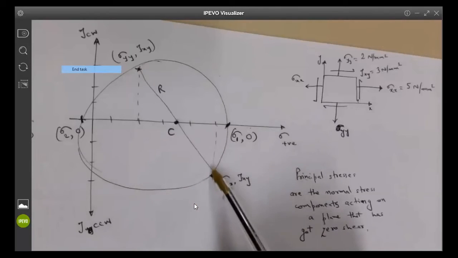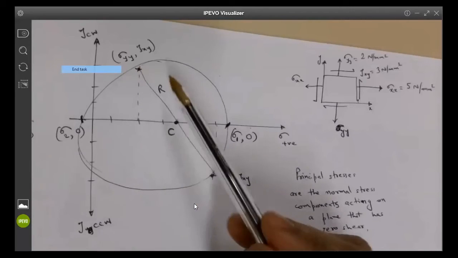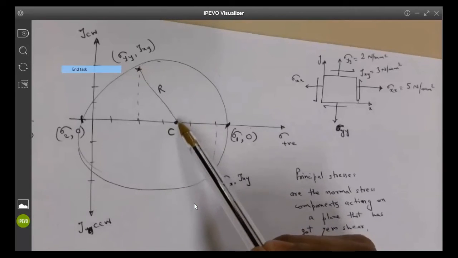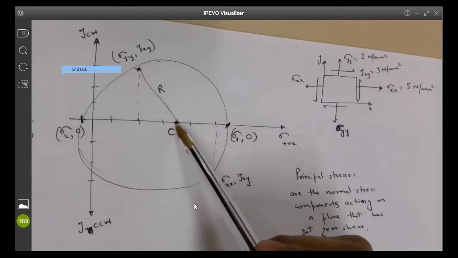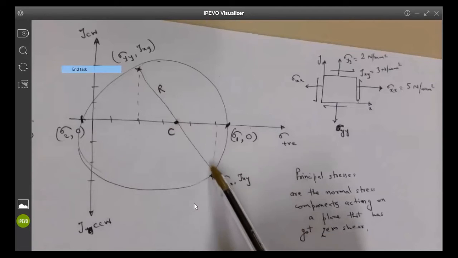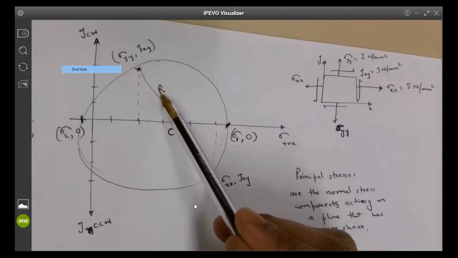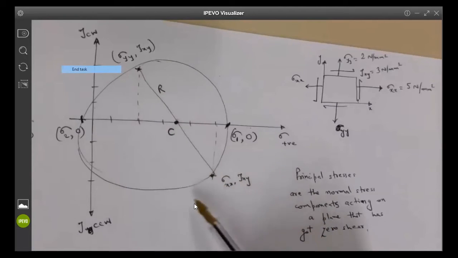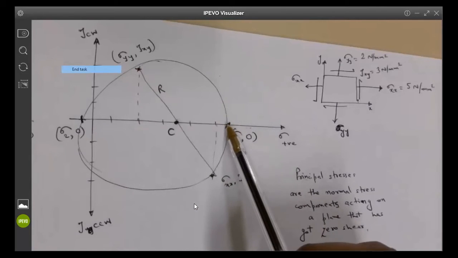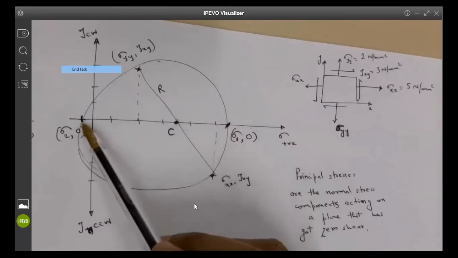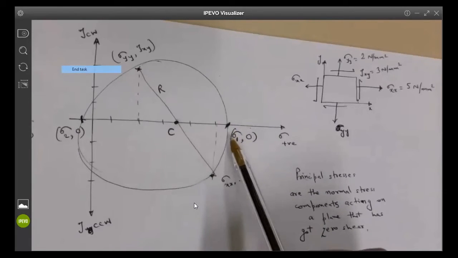Now, when you have these 2 points, you join them using a straight line. Wherever this line intersects this axis is called the center, and the radius will be this distance from the center to this point, and from the center to this point, these will be the same. So that will be your radius. You basically construct a circle out of that. Wherever this circle intersects the horizontal axis, the shear stress components are 0. So the values of the normal stress there are called the principal stresses in this scenario.